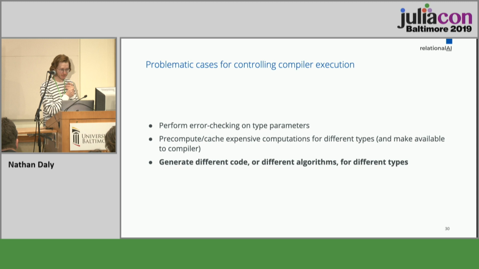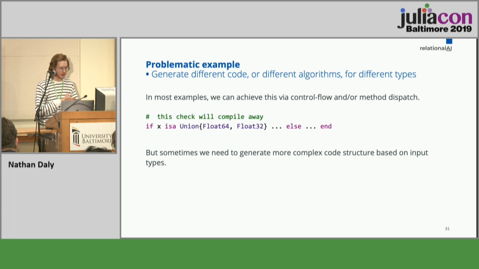The last thing I wanted to talk about is not generating different values for different types, but actually generating different code structure or different algorithms for different types. What I usually mean here is you have some value and you want to do one thing if it's one kind of type and a different thing if it's a different kind of type. So in this example, maybe you want to do the first dot dot dots if it's a float and the other dot dot dots if it's not. And in this case, you could just write that. That's fine. Specialization will replace that check with just a true or a false, and then one of the branches will get deleted, and you'll end up with just the code you expected, which is great.